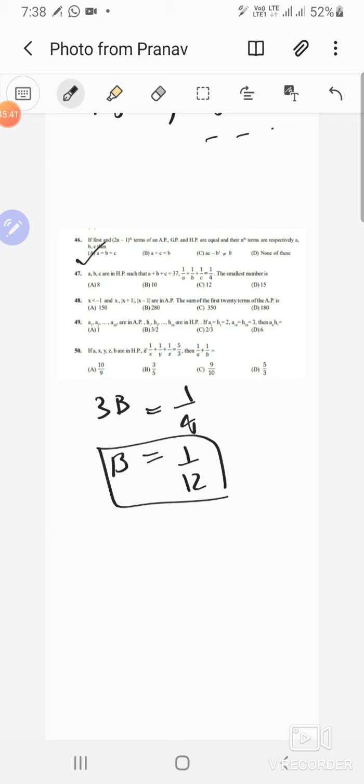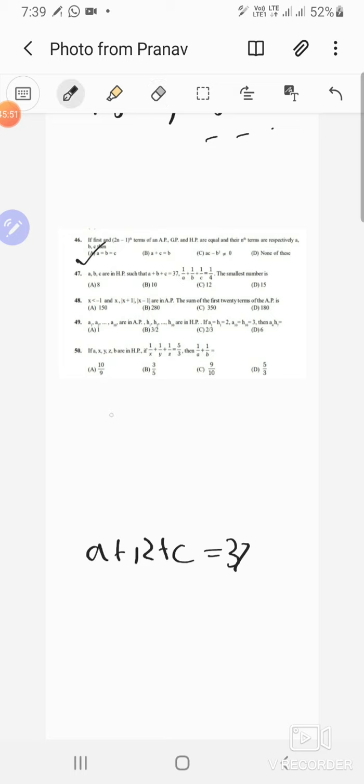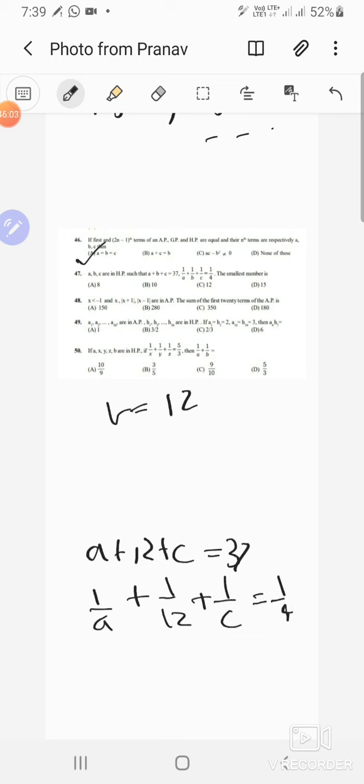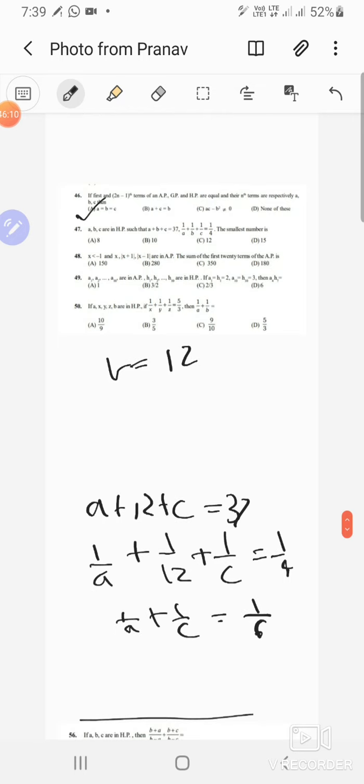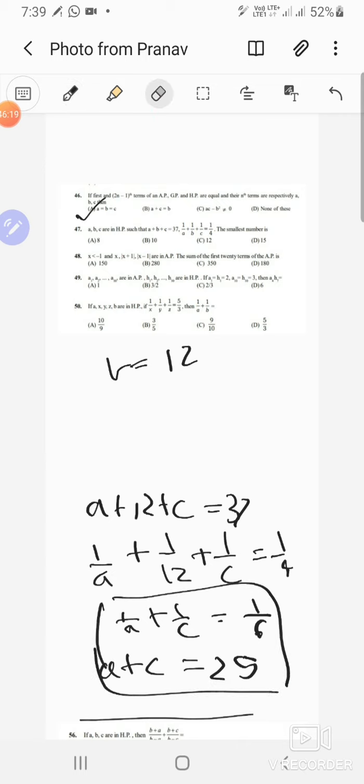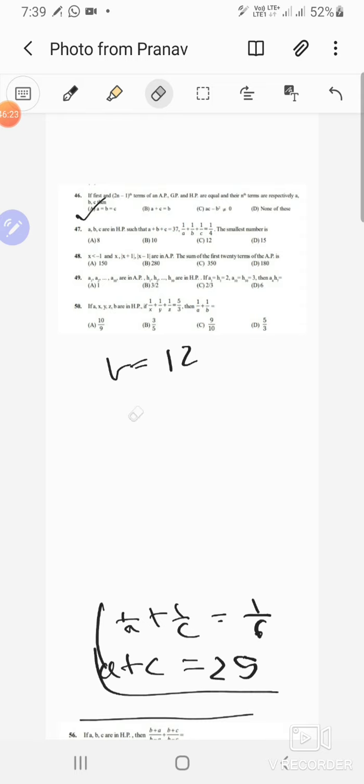So what do you have from that? We have a plus 12 plus c equals 37. Now we know the middle term, b equals 12. Okay, fine. So a plus 12 plus c equals 37, and 1 by a plus 1 by 12 plus 1 by c is equal to 1 by 4. Which means that 1 by a plus 1 by c is going to be 3 minus 1, which is 2. So 2 upon 12 is 1 by 6. Over here you will have a plus c equals 25. Okay, cool. So you have two equations. Let us see what we can do with it. Now we need to find a and c somehow.